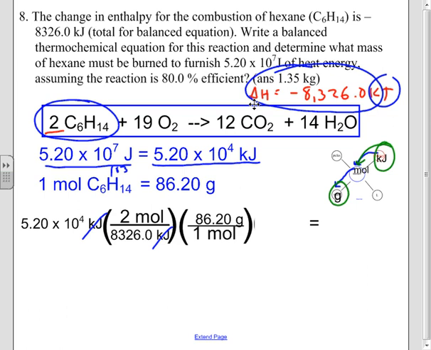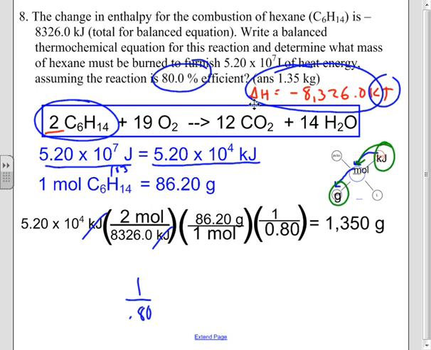Now this problem, we got to go one step further because we're told it's 80% efficient. So out of every 1 unit, we're only getting 80%, or out of every 1, we're only getting 0.80. And so now we have to divide by 0.80 because we really need more than the exact amount as if we were getting 100%. So it comes out to 1,350 grams, or 1.35 kilograms. Hope this helps.